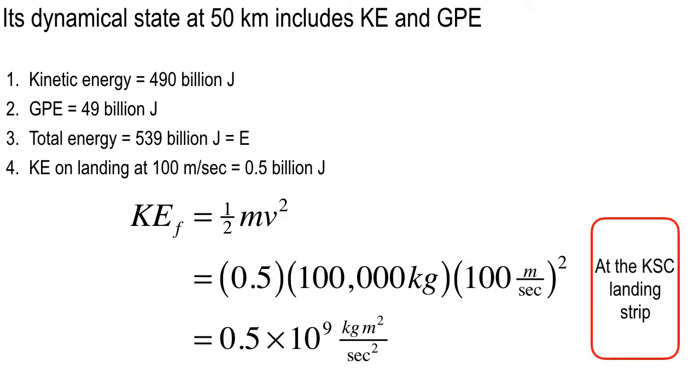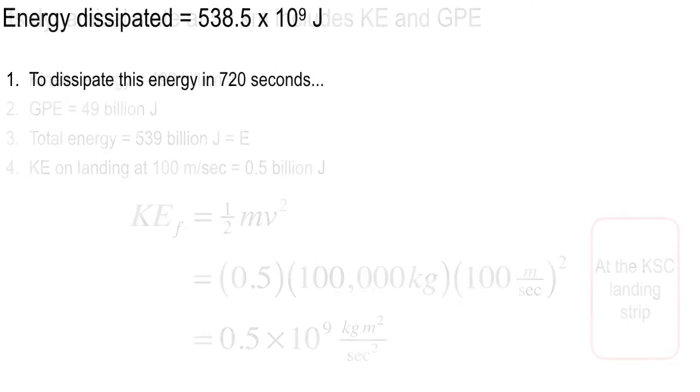So this is the amount of energy that you have to have left. Now you haven't got zip zap for potential energy because you're down at sea level, so y is equal to 0. You can't capture any more. But you got to have this much. So here's the amount of energy that you've got to dissipate: 539 minus 0.5 billion joules. All right. So there's the amount of energy dissipated.